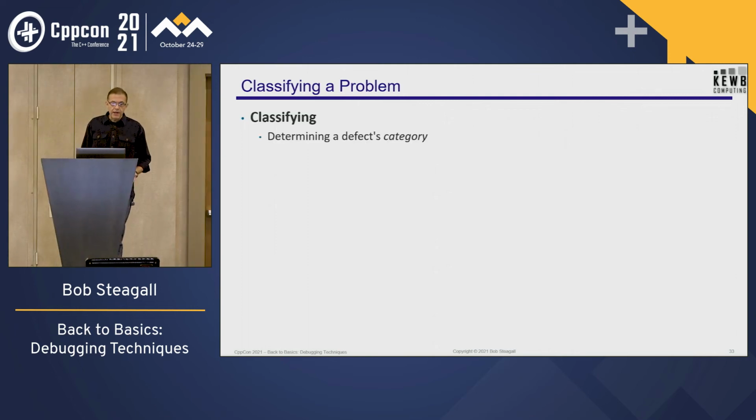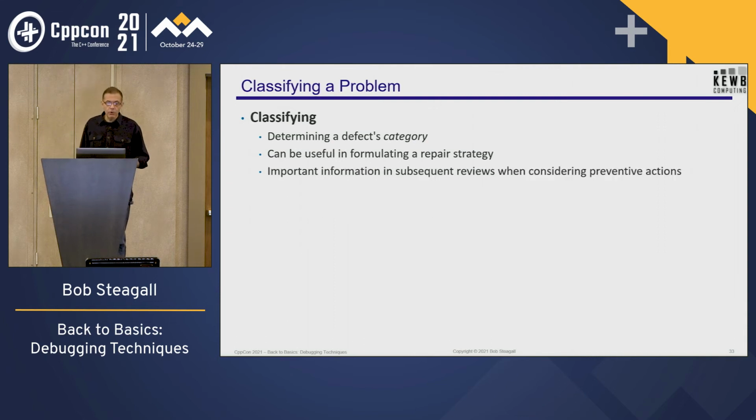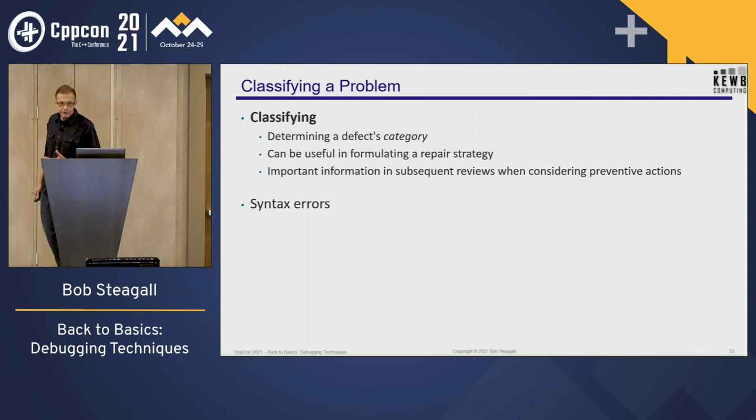So what is classifying a problem? Well, it's determining the category of a defect, and it can be useful when you're trying to figure out your strategy for repair. But I think more importantly, it's information for posterity that you can use when considering preventive actions in the future.